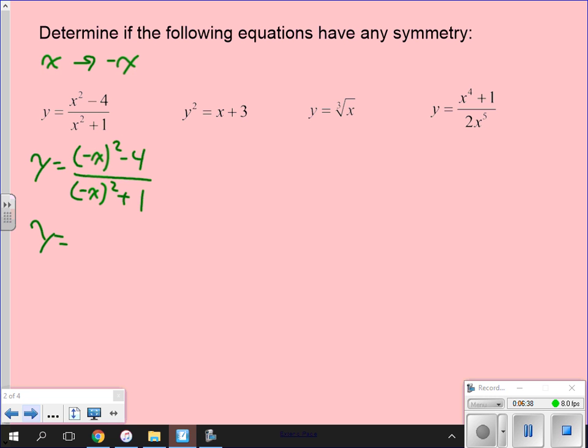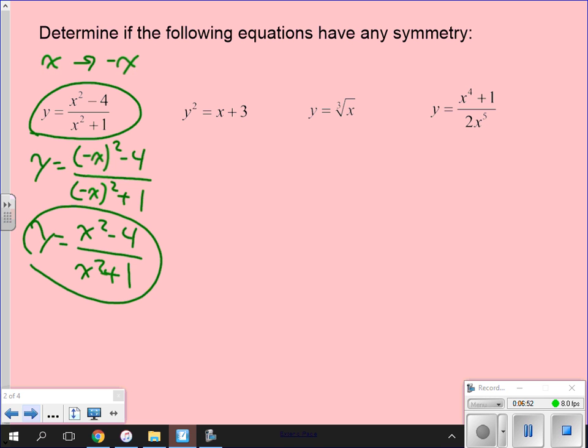Y equals negative x, and I square it, I get x squared minus 4 over x squared plus 1. I get the same thing again. Those are the same. I take x, replace it with negative x, I get the original y back. I get the same y for both of those. Then this one would be an even function. It is not a parabola, okay? It is not a parabola, but it is an even function.